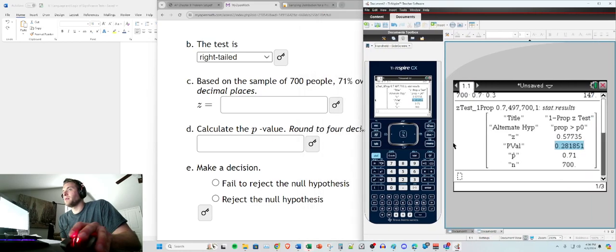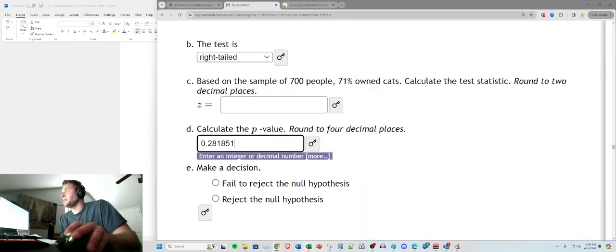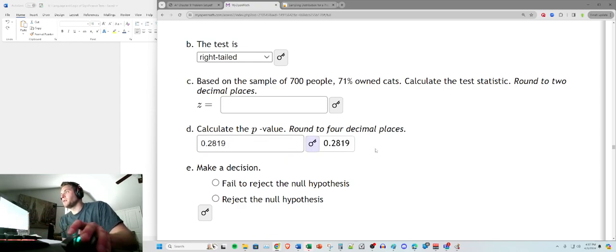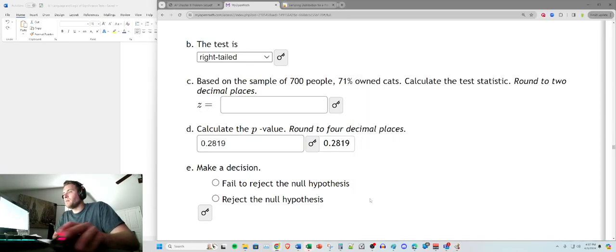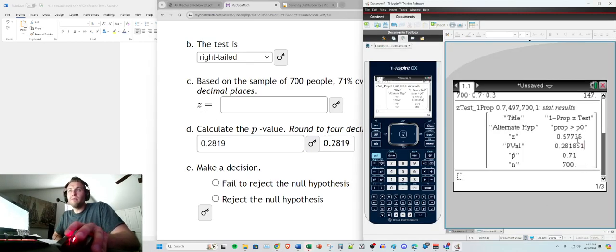All right, so the p-value is very obvious to find, and it wants us to round this to 4 decimal places. So pretty easy for me. I can just copy and paste, and then we'll round it up to 9. So that should be correct. The test statistic is very simple. Really, essentially, this is just a z-score. This is the test statistic right here.